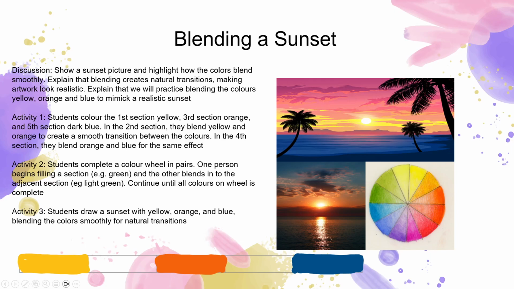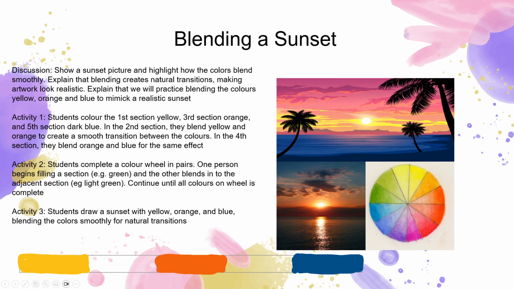In the first activity, students will receive a horizontal strip divided into 5 sections. They will color the first section yellow, the second section orange, and the last section blue. Then they will blend yellow into orange in the second section, and then orange into blue in the fourth section, focusing on having smooth transitions.